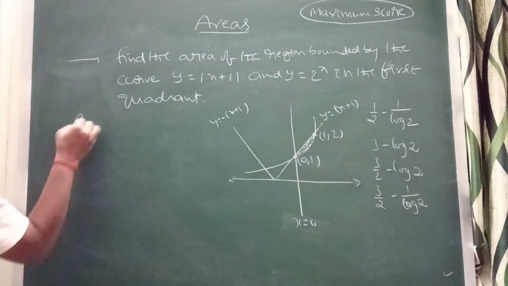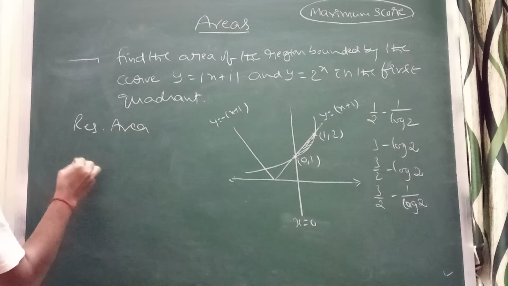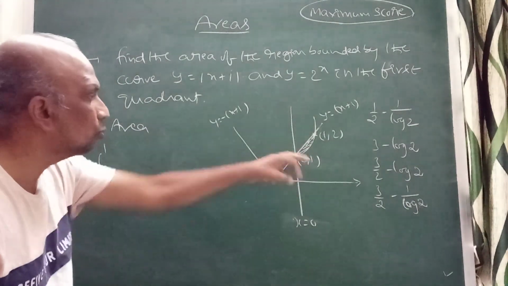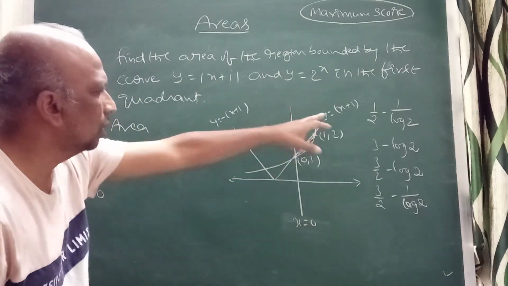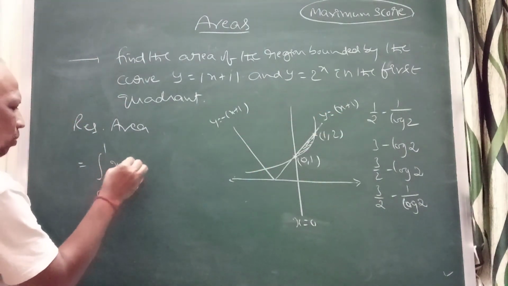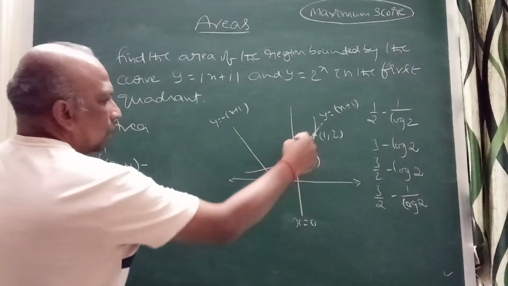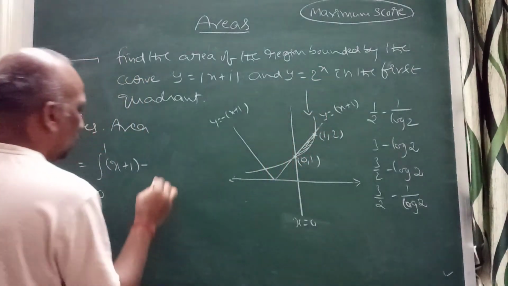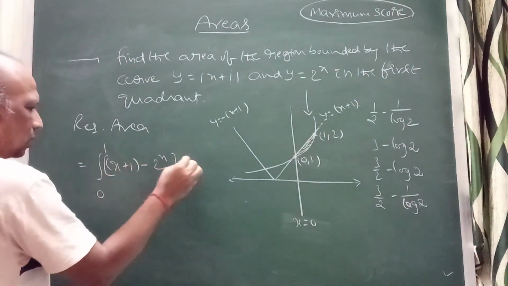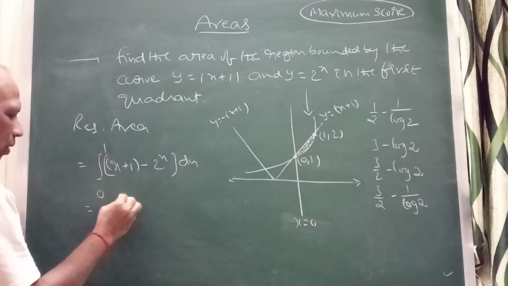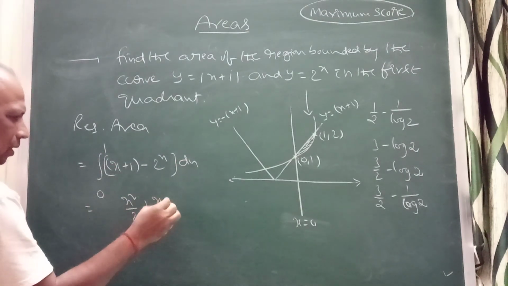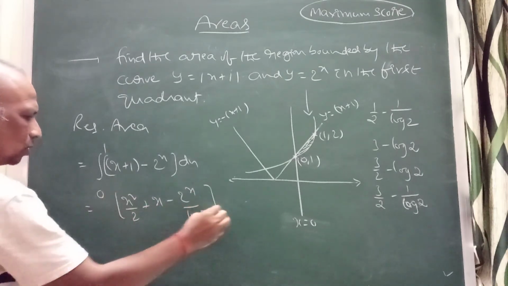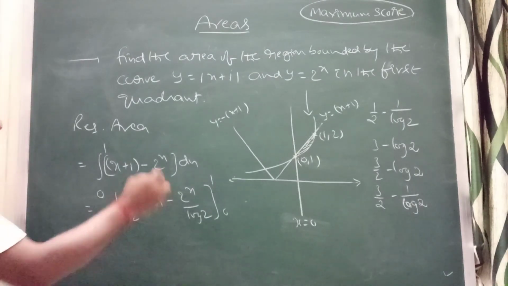So required area equals the integral from 0 to 1. The upper curve is the line y equal to x plus 1, so I write x plus 1, minus the lower curve, which is y equal to 2 power x, so 2 power x dx. Now we will write this: x square by 2 plus x minus 2 power x by log 2, from 0 to 1. Apply the upper limit.